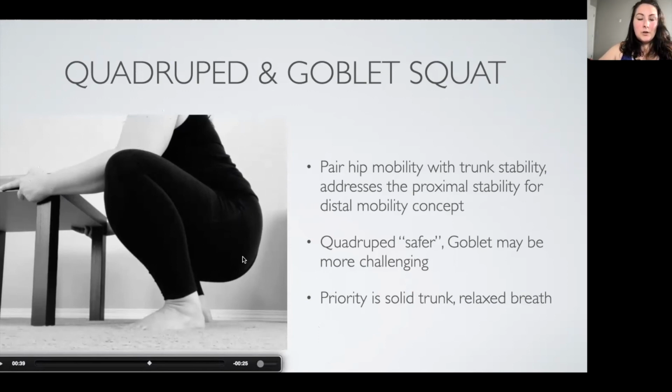I'm dropping my glutes into this really deep squat. I'm saying, hips, be mobile, be nice and mobile. Allow me some mobility while I give you trunk stability.